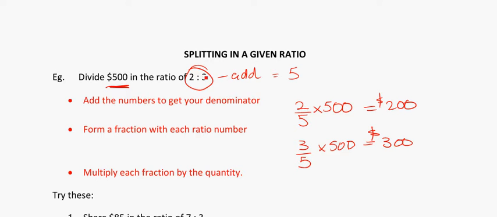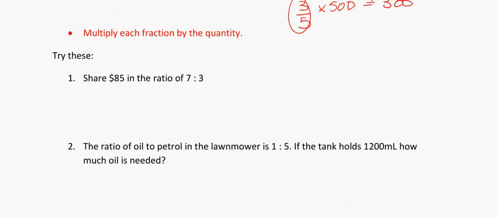So the routine is you add the ratio to get the total number of parts, form a fraction with each part of the ratio, and multiply by the amount. So let's see if we can do these questions.